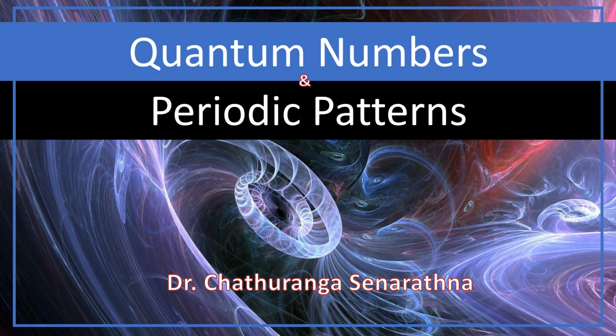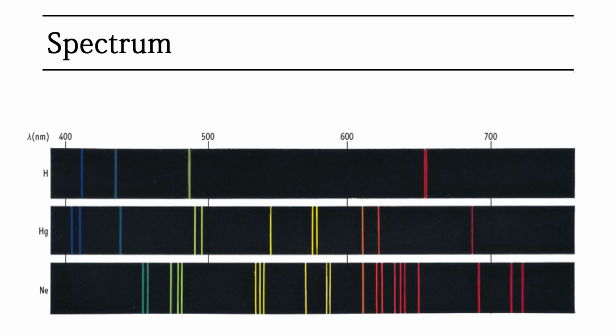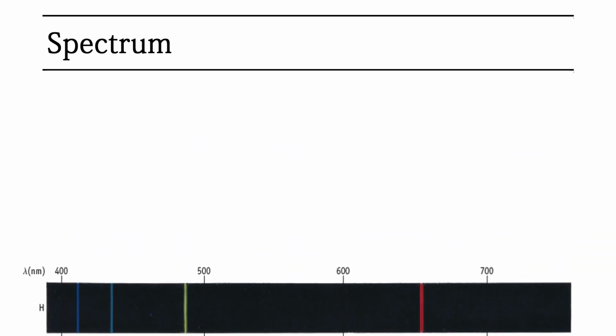We are going to study quantum numbers and periodic patterns related to these quantum energy levels. Here is the spectrum we studied in our previous lesson. Different elements have different emission spectra, as seen in this image. In our previous lesson, the lines in the emission spectrum are due to electron movement from a higher energy level to a lower energy level.